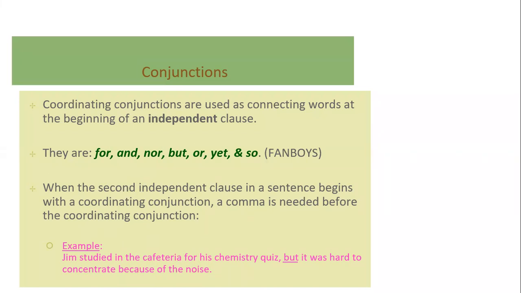The fanboys are for, and, nor, but, or, yet, and so. Those are the fanboys. Mr., I can't differentiate between the conjunction and the exclamatory. Just one at a time, please.